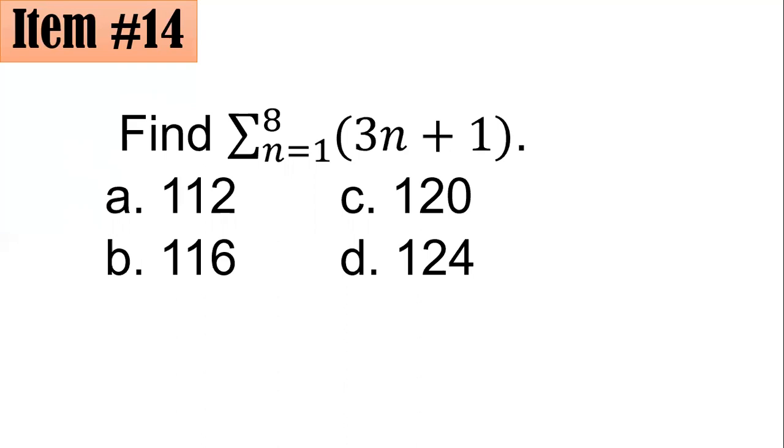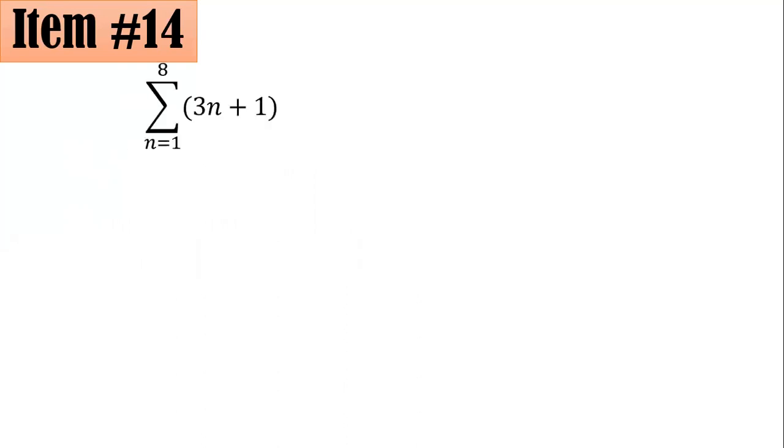So for this one, there are many ways of doing this. In this case, you will be getting the sum of the first 8 terms because you're going from 1 to 8. So if n is 1, the first term will be, you will substitute it here, 3 times 1 plus 1, that's 4.